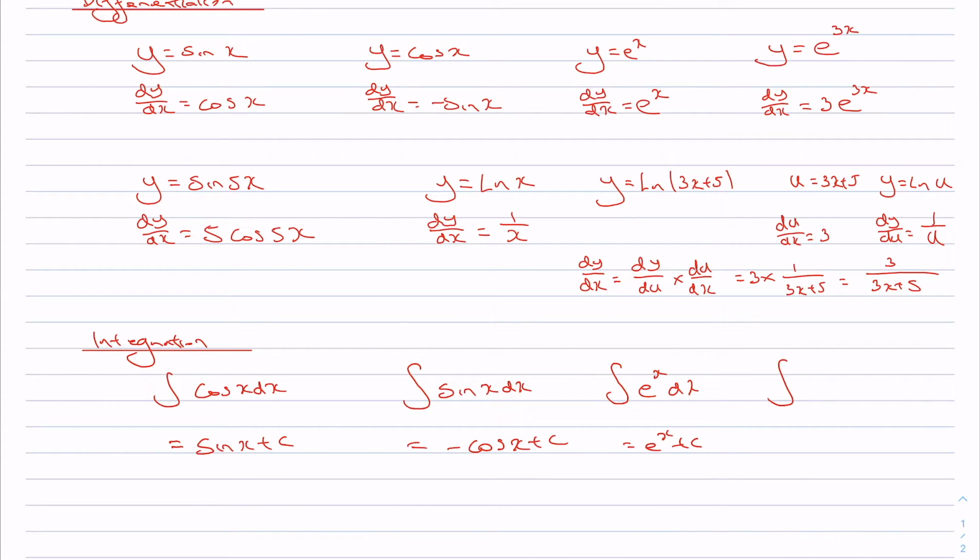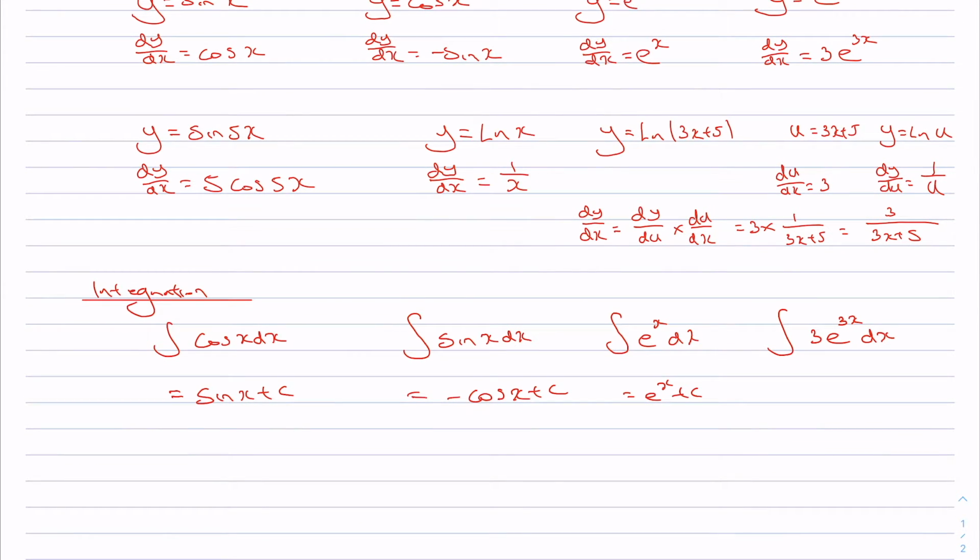If it's the integral of 3e^(3x) dx, well, notice that we will integrate the 3x. Well, no, when I say integrate, it's not really integrate. Here is what happens with the 3. The 3 here gets to become divided by that number. So it'll be e to the 3x plus c.